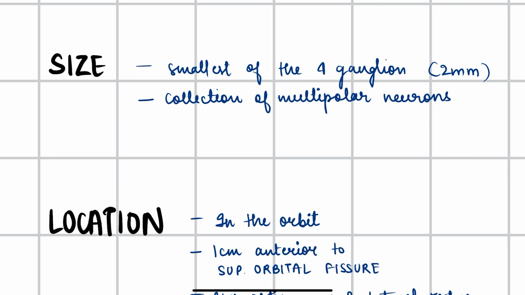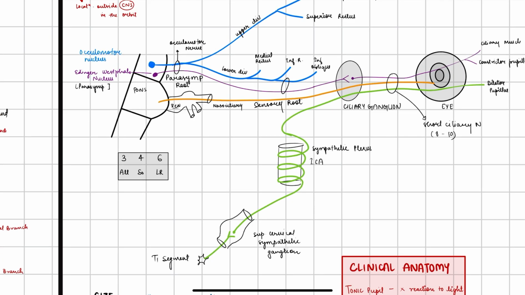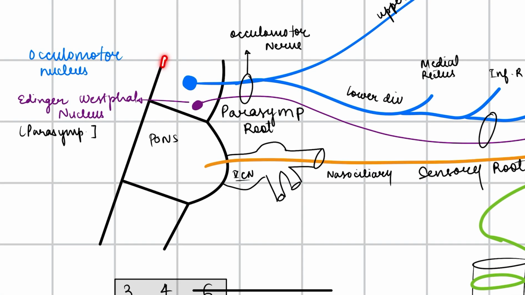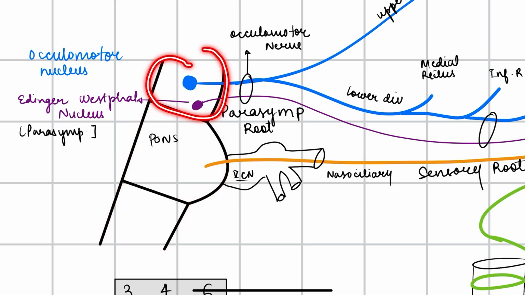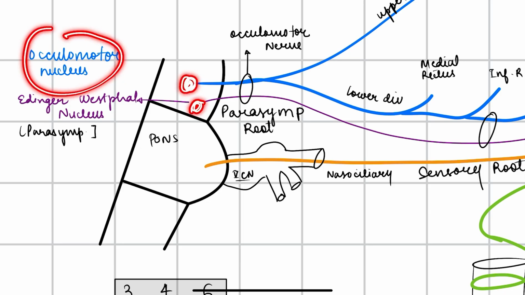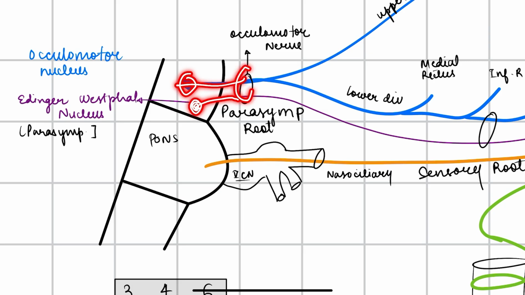Among all the four ganglions, it is the smallest one of all, and it is a collection of multipolar neurons. So let's see this diagram. This is the diagram of the midbrain, in which this is the pons region and this is the part above the pons, and this is the nucleus of oculomotor, and this is the Edinger-Westphal nucleus. From here the parasympathetic supply will go, and the oculomotor nucleus and the Edinger-Westphal nucleus together form the oculomotor nerve.